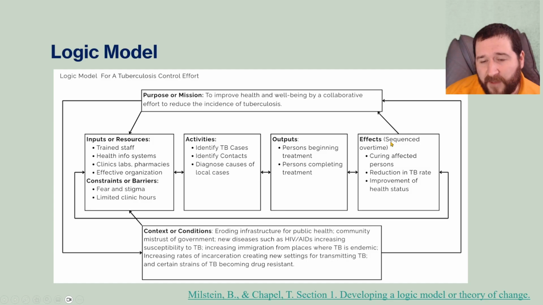And the long-term effects, the short, mid, and long-term, what do we hope to see? Well, we hope to see more people cured, a reduction in TB rate, and the improvement of health status overall. So these are the three variables they're going to track to determine the overall effectiveness of this program. So this is a logic model. Essentially, it is a way to outline all of our variables. What are our variables that we have to consider going in?